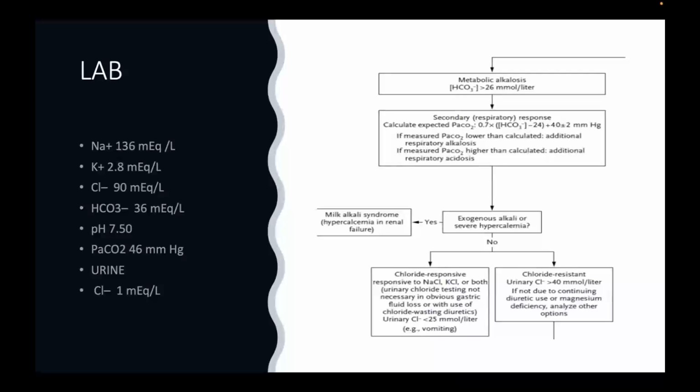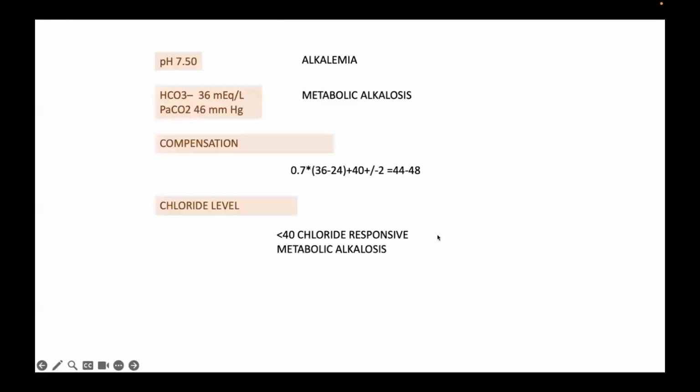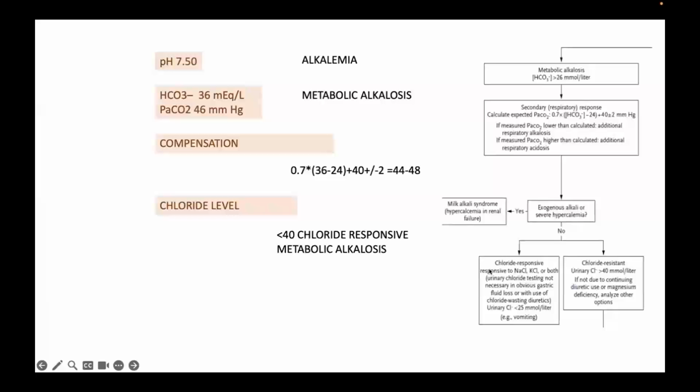If urinary chloride is less than 20, then we'll decide that it is chloride responsive. If it is more than 20, then it is chloride resistant. In this patient, urinary chloride is 1, so it's a chloride responsive alkalosis. The conditions that are chloride responsive include GI losses and diuretics. Generally, these are the causes for chloride responsive alkalosis.